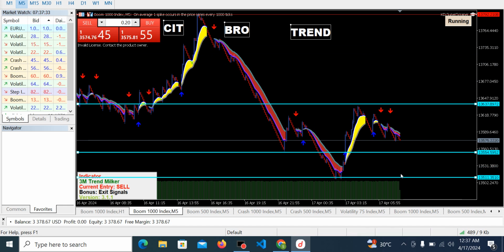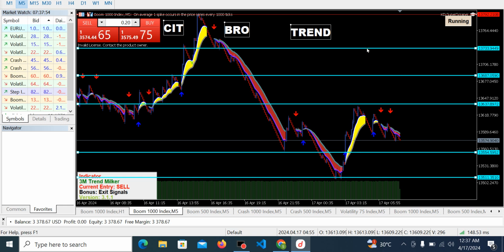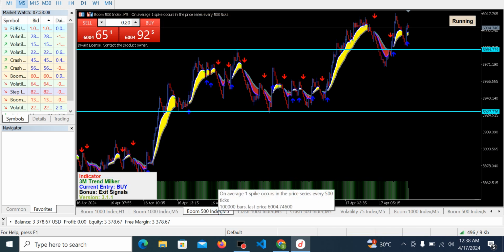Okay, but if it does not break out from here, it will try out this resistance zone again, and if it breaks out from that resistance zone, we expect it to get to somewhere here. Okay, for our next TP, if it breaks out from there, then it should get to this region. Okay guys, I've explained earlier how you can go about your trading activities. Right now I'm giving you what you should look out for in order for you to make up to $200 using the same strategy. Okay, now let's check out Boom 500.